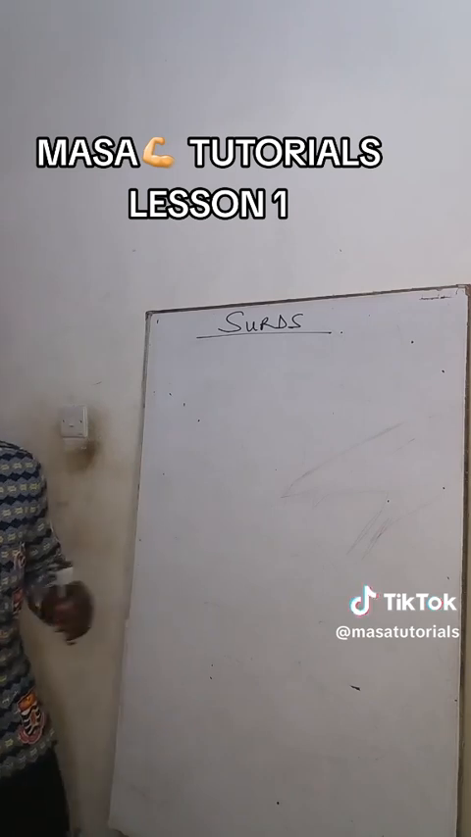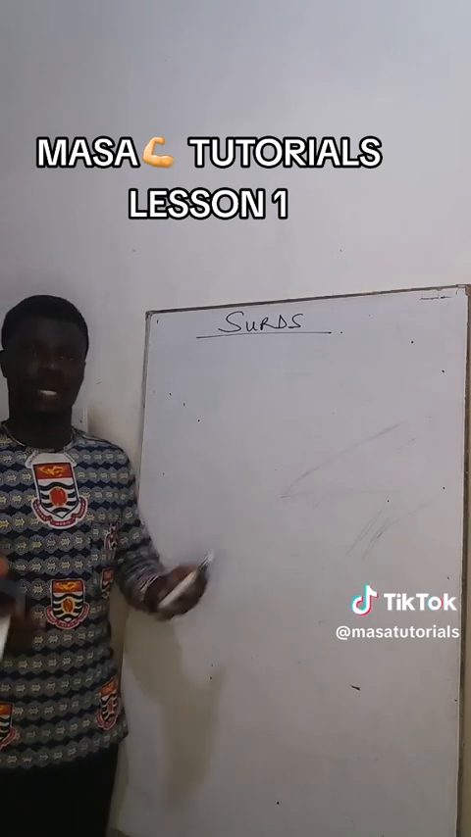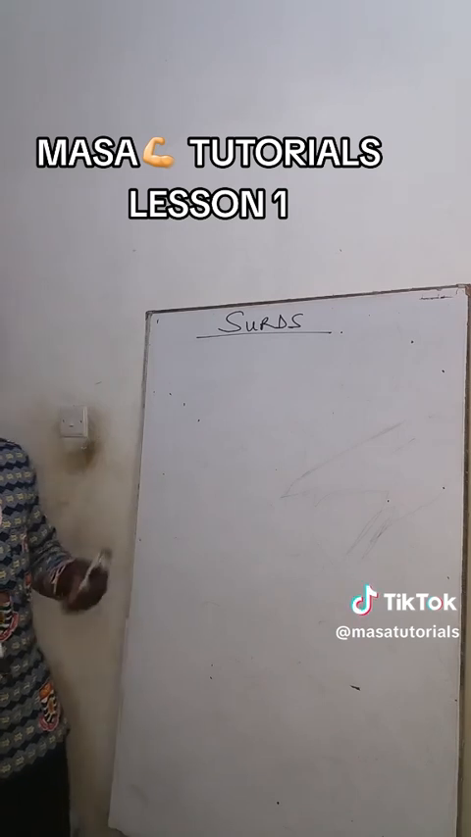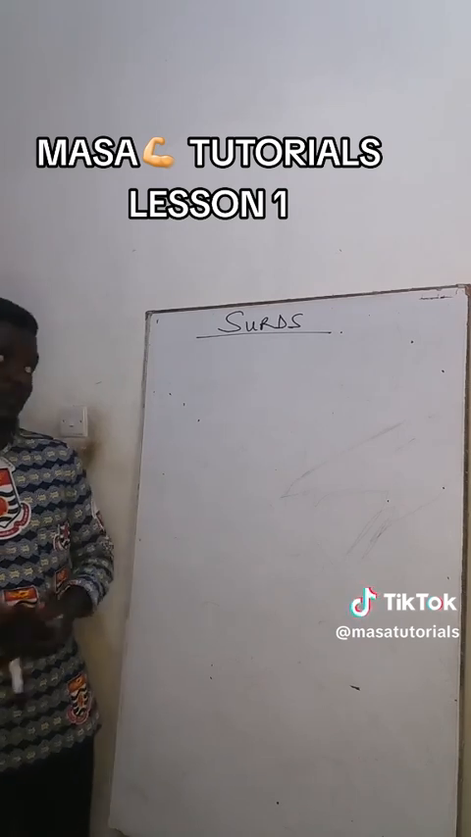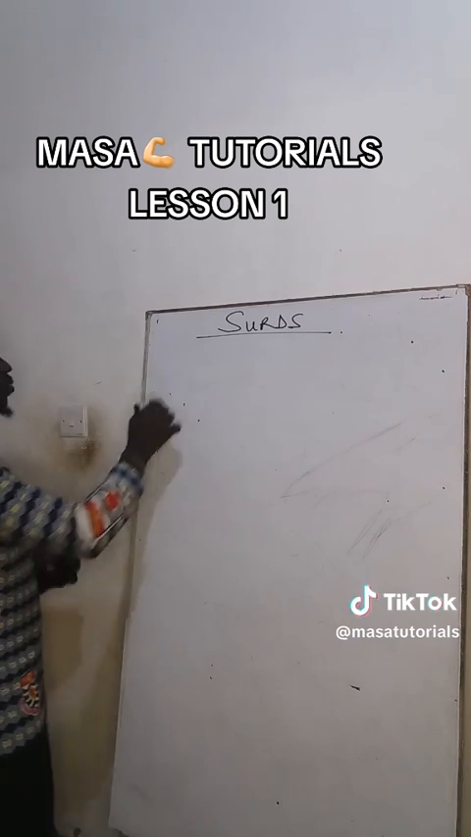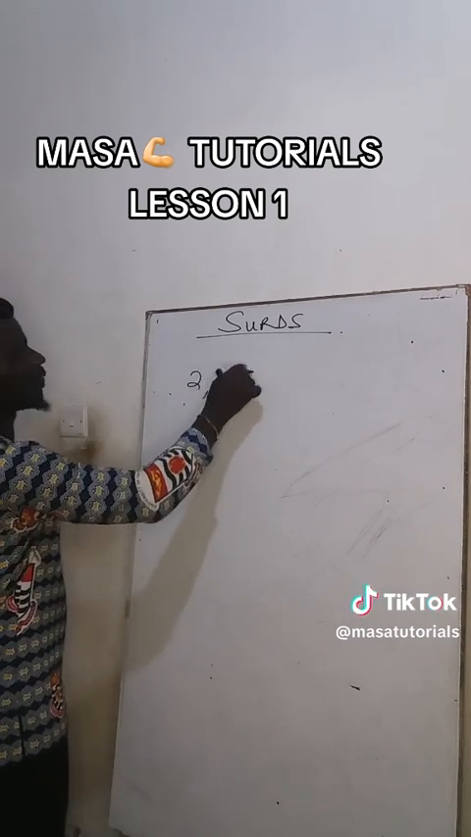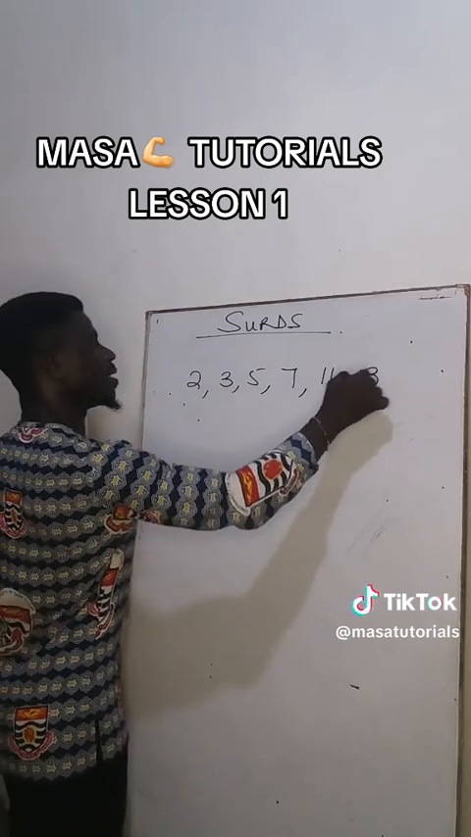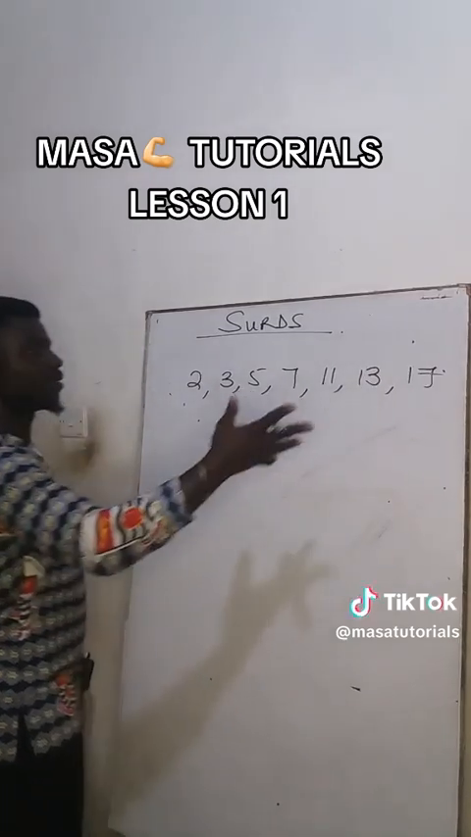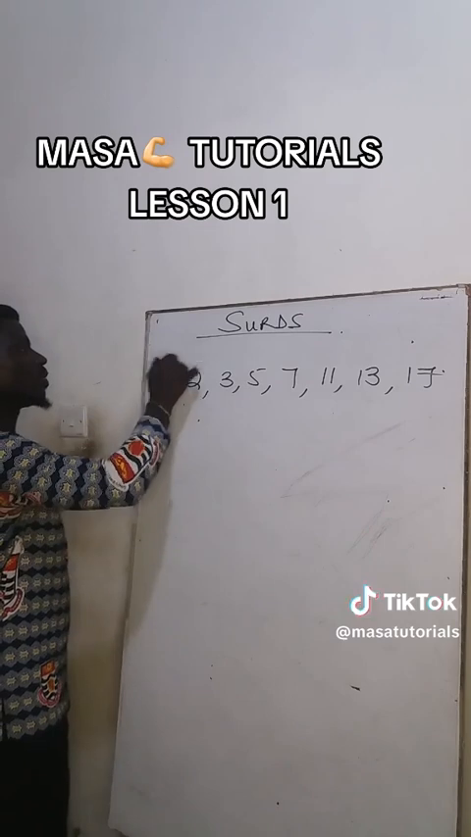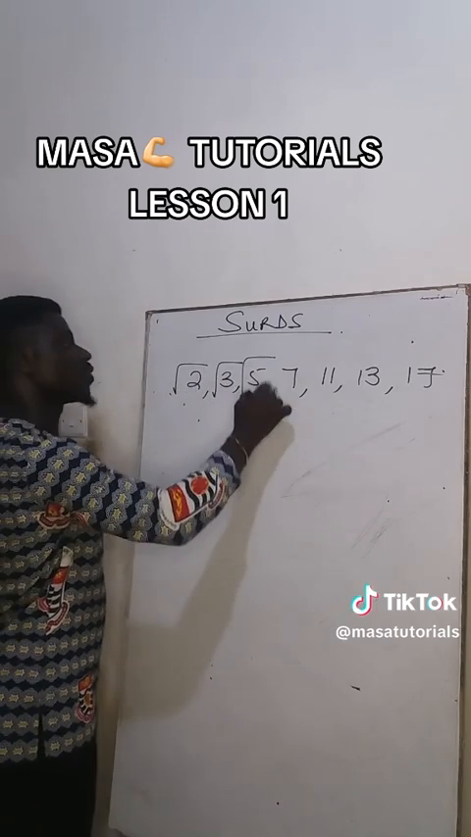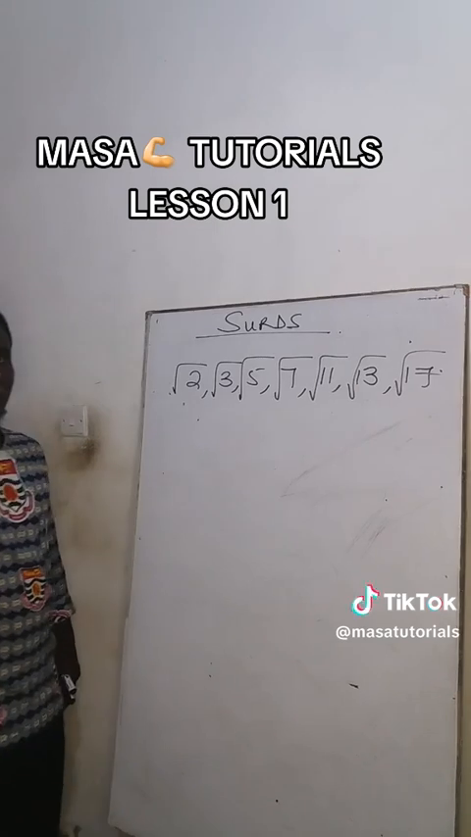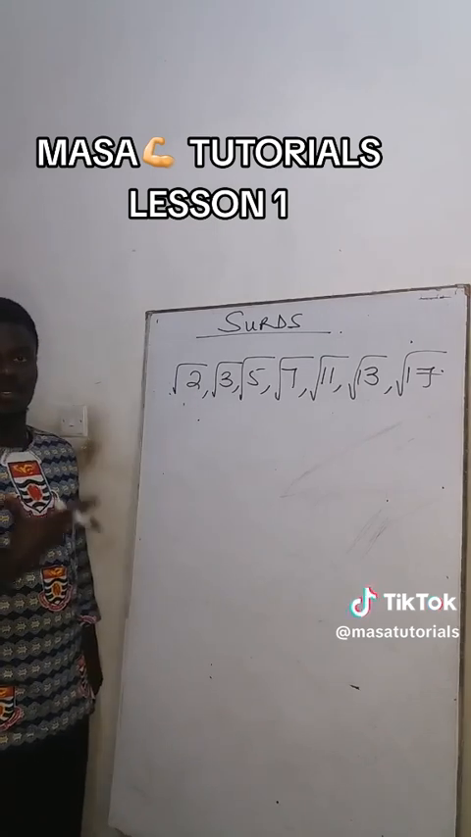Now, when you talk of Surds, what are we dealing with? Irrational numbers. And for irrational numbers, we are just dealing with the square root of prime numbers. Prime numbers we have 2, 3, 5, 7, 11, 13, 17. So these are prime numbers. When we take the square root of them, then it means that we are dealing with Surds.